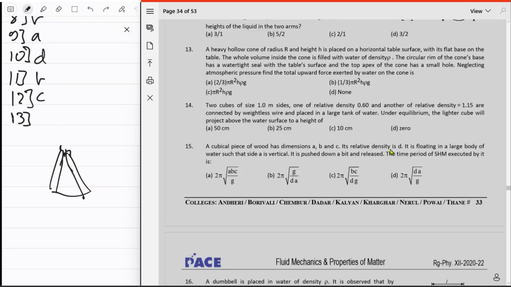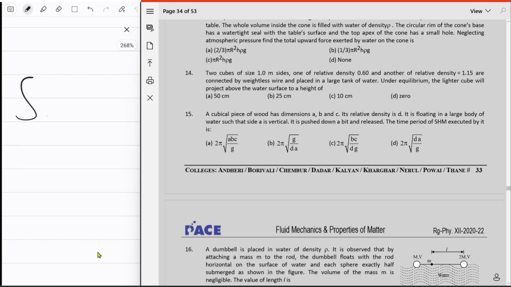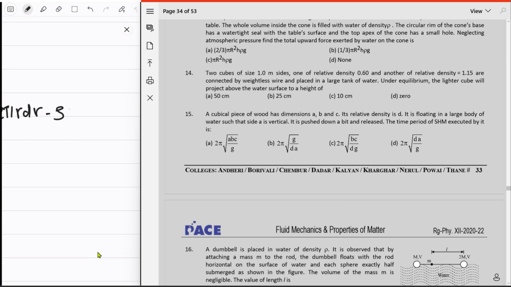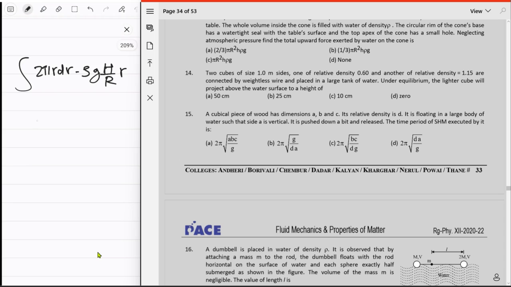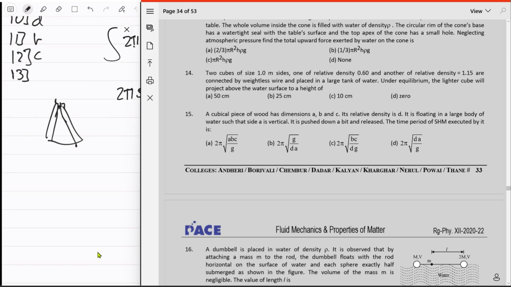No, don't do it. Just do it properly. We'll derive it from scratch. It's integration of 2 pi r dr, the horizontal area, times the pressure, rho g h. So rho g small h is capital H upon capital R times r. This was just 2 pi rho g capital H upon capital R. That cancels, it's integration of r squared dr. So from 0 to what? 0 to this.